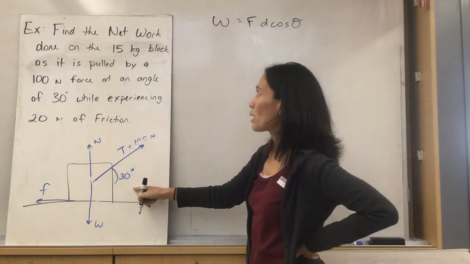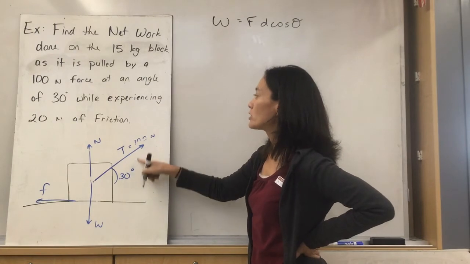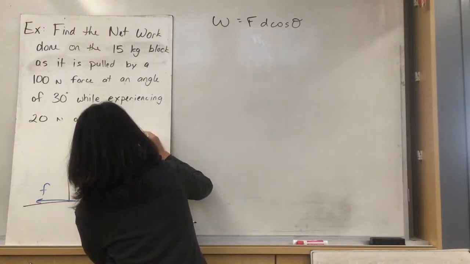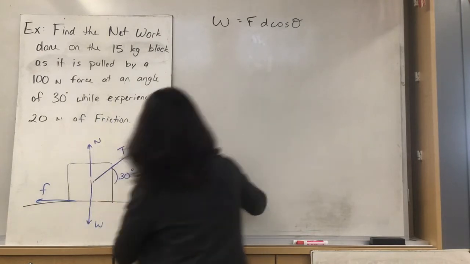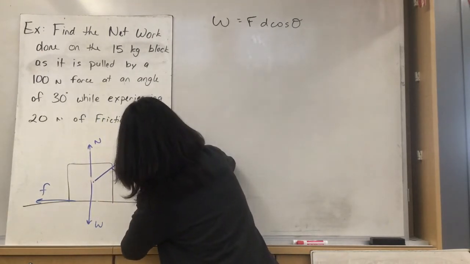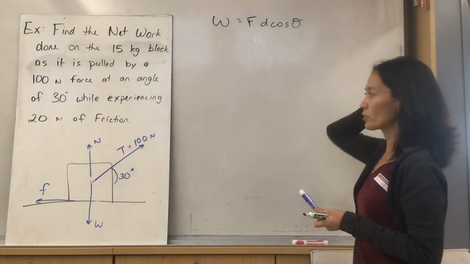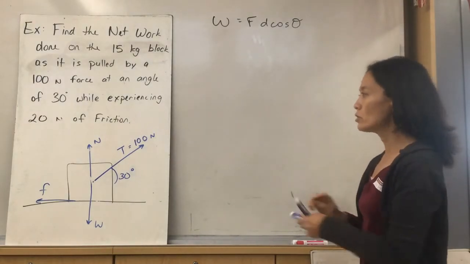So this is my 15 kilogram block, as it is pulled by a 100 Newton force. Oh golly, this got erased, huh? Okay, so as it's being pulled by a 100 Newton force at an angle of 30 degrees while experiencing 20 newtons of friction.